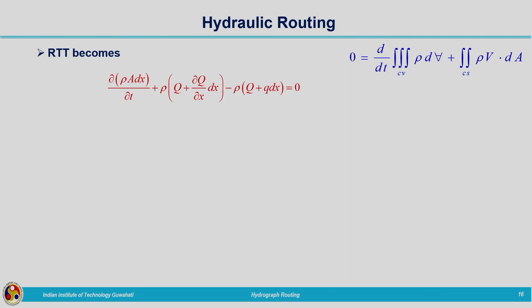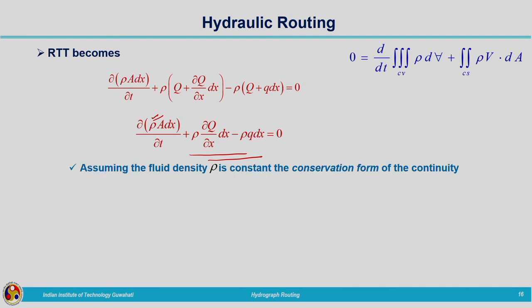So, the RTT takes this form and the terms can be cancelled out to get the simplified form. Here we are having ρQ minus ρQ, which is getting cancelled, and the final expression comes like this. Here, ρ is taken into account, which corresponds to variable density flow. But in the case of open channel, we can consider it as constant, that is, ρ is a constant value.